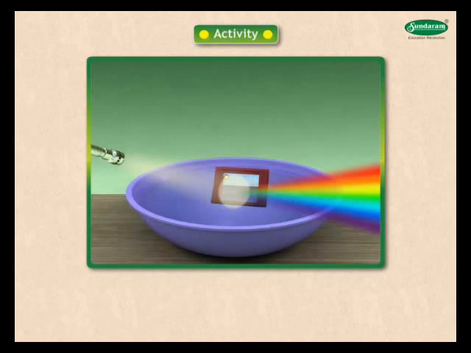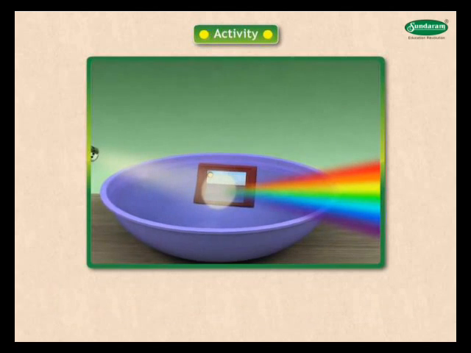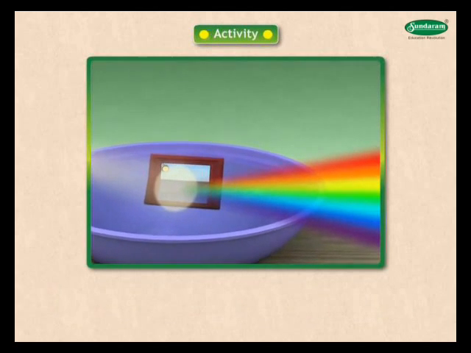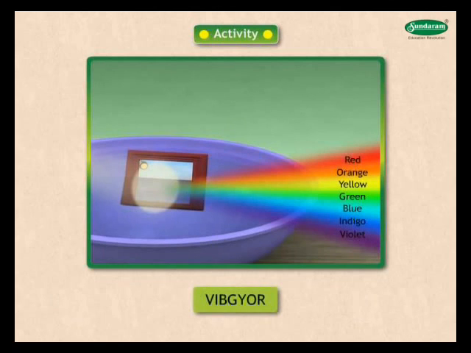Adjust the angle of incidence of light so that you can see the reflection of light on the nearest wall. What do you observe in the reflection? In this case, splitting up of white light into different colors takes place. The various colors obtained after splitting are in the sequence violet, indigo, blue, green, yellow, orange, and red. The acronym VIBGYOR can be used to remember the colors.